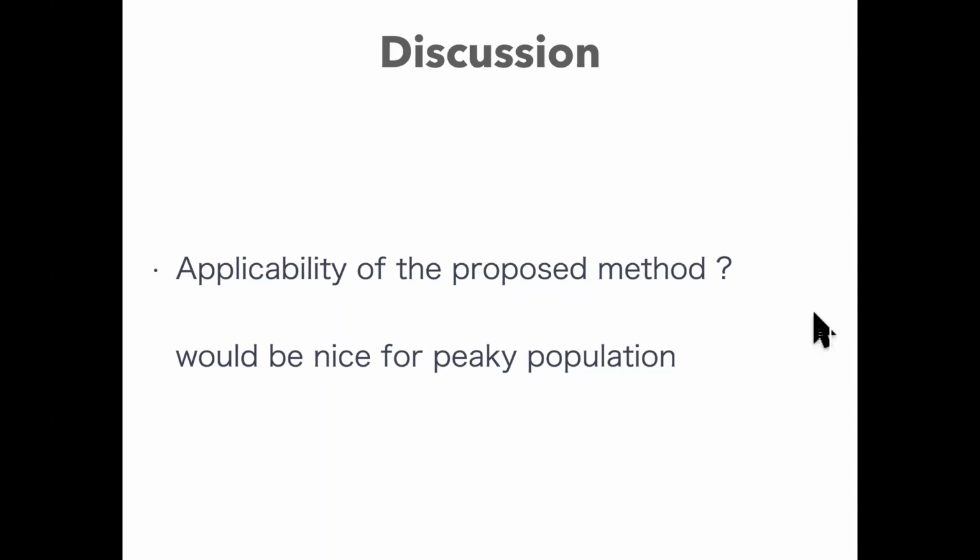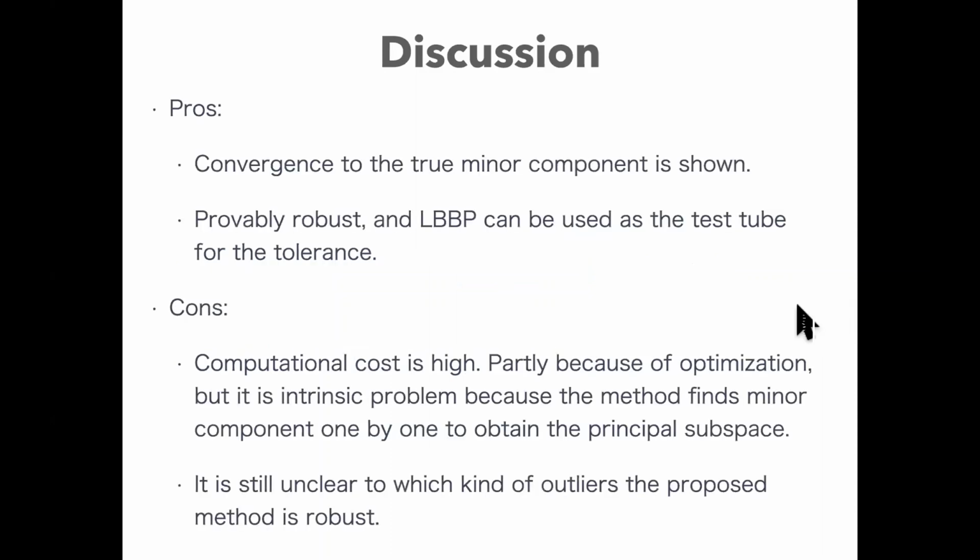And of course, there are both pros and cons for the proposed method. Unfortunately, the proposed method is intrinsically slow because it finds a principal component by removing minor components one by one. Maybe it can be improved by deriving a more sophisticated optimization method to some extent, but I have to say that our method is not appropriate for very high dimensional data.